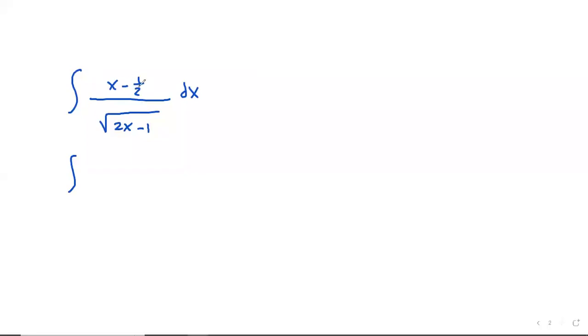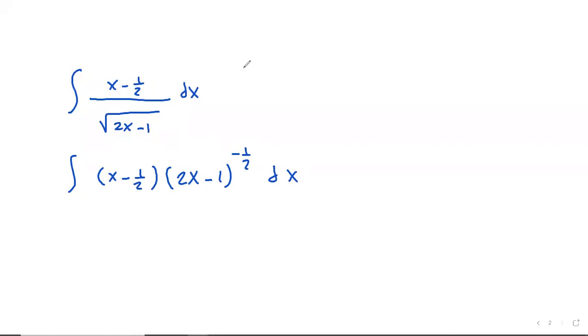The integration of x minus half over the square root of 2x minus 1. So it will be x minus half multiplied by 2x minus 1, all raised to the power of negative half, with respect to x. Here we can multiply them if they are the same.